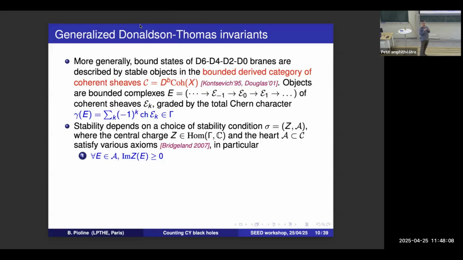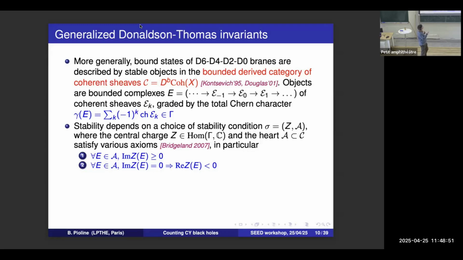We want to count actual normalizable bound states. For this, you need an extra ingredient, which is the notion of stability condition, which was axiomatized by Bridgeland in 2007. I'm not going to tell you the whole definition, but basically it's a pair of two objects. One is very simple, the so-called central charge. It's a linear map from the lattice of charges, or lattice of Chern vectors, to the complex numbers, whose modulus will give you the mass of your BPS state. But the other key ingredient to make mathematical sense of it is this heart A.